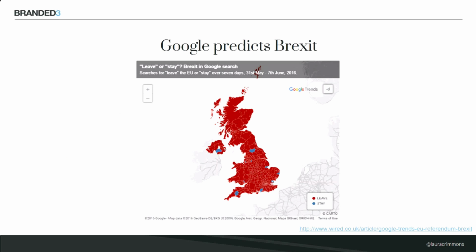Google actually did use their own data to do this. So this was for Brexit. They released this graph, which was showing searches for leave the EU and searches for stay over the 7 days prior to the referendum. And as you can see, they think that they did predict it because it was overwhelmingly red, which was the leave vote.